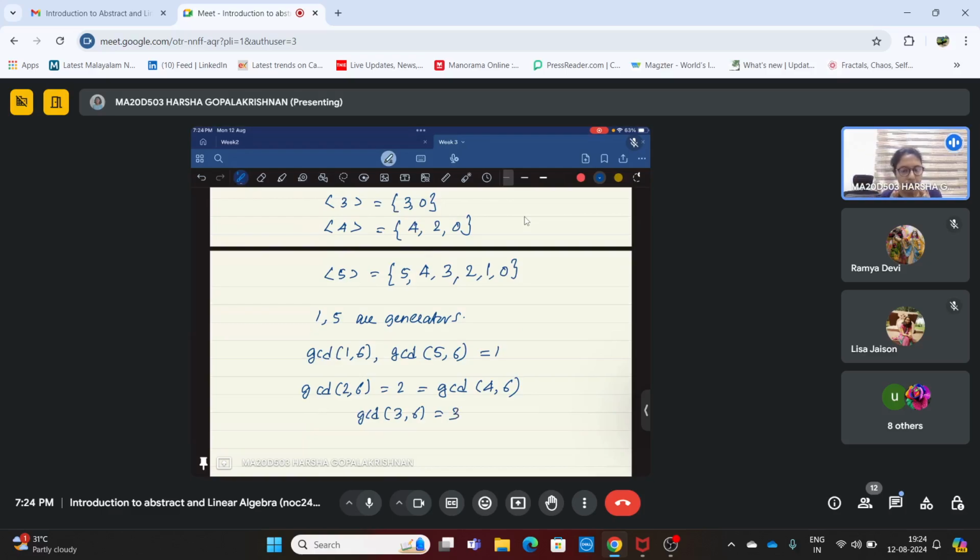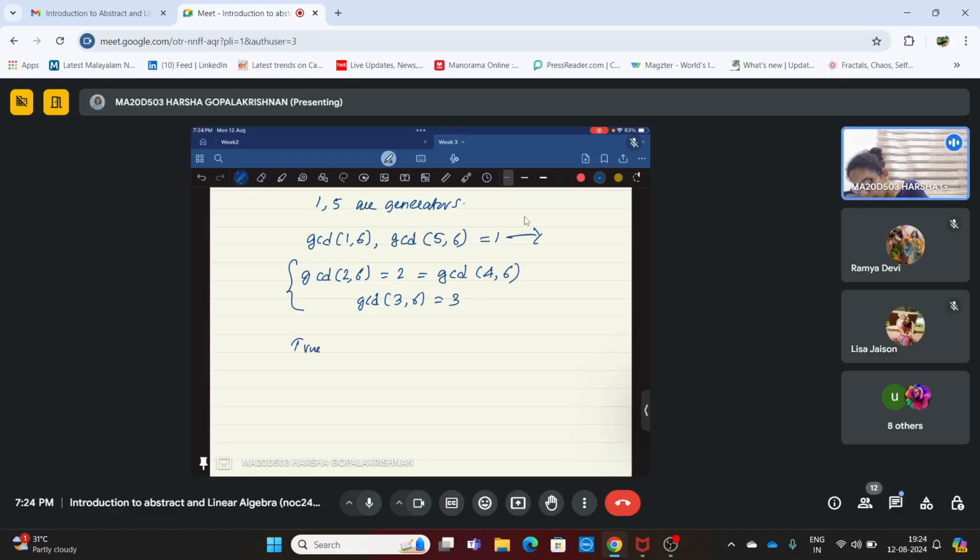Okay, so if they are not relatively prime, they cannot generate the whole set. Here 1, 6 and 5, 6 are relatively prime. What does relatively prime mean? The greatest common divisor of those elements is 1. If this is satisfied, they are generators. If it is not, that means the GCD is not 1, in that case they are not generators. This is not just true for set 6. It is true for every set.